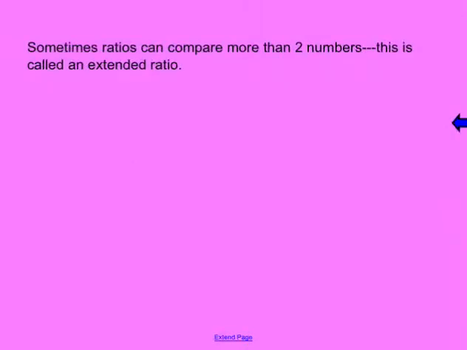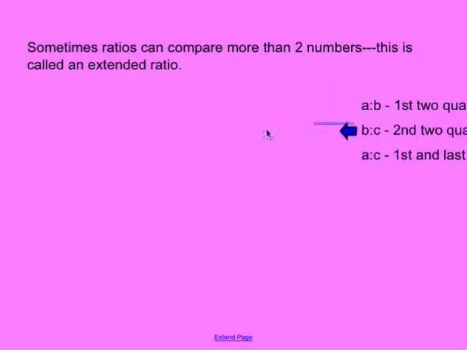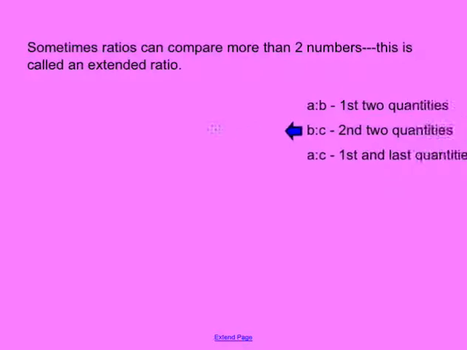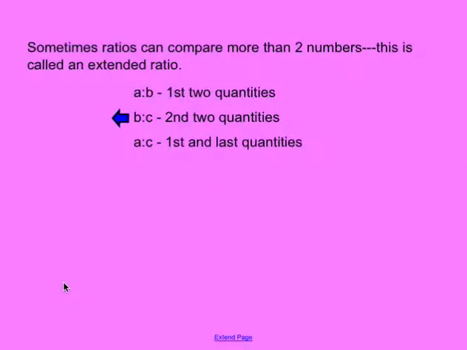Next, sometimes ratios compare more than two numbers. This is an extended ratio. So sometimes we can create a whole bunch of ratios. I do want you guys to write this down. A to B compares the first two quantities. B to C compares the second two quantities. A to C compares the first and last quantities. Sometimes you will see this written out as A to B to C. So you can write it as one long strand as well if you want.